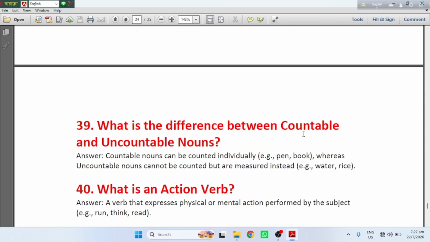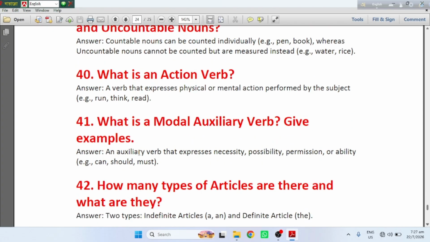What is the difference between countable and uncountable nouns? Countable nouns can be counted individually, example pen, book, whereas uncountable nouns cannot be counted but are measured instead, example water and rice. What is an action verb? A verb that expresses physical or mental action performed by the subject. Example run, think, read. What is a modal auxiliary verb? Example can, should, must.